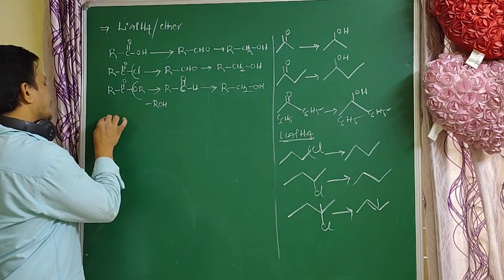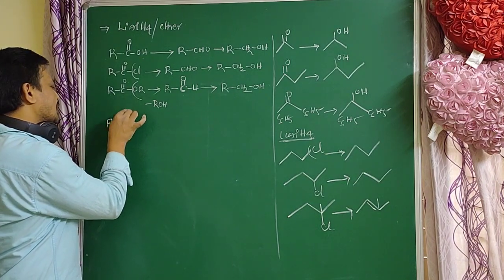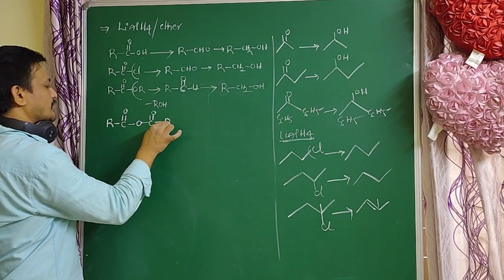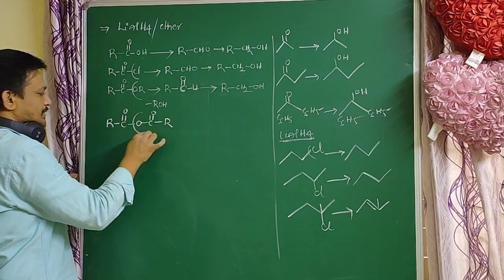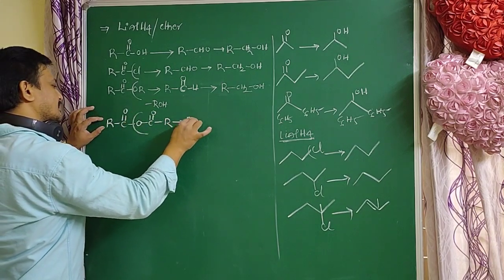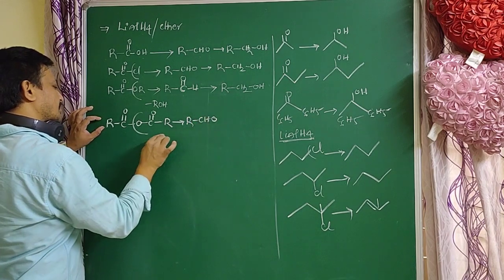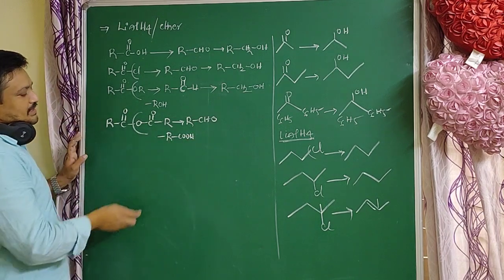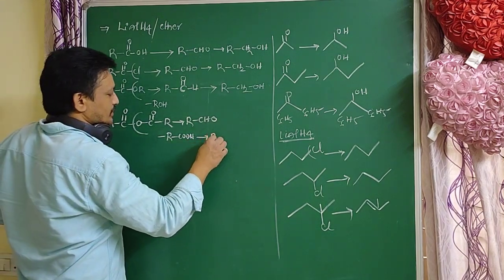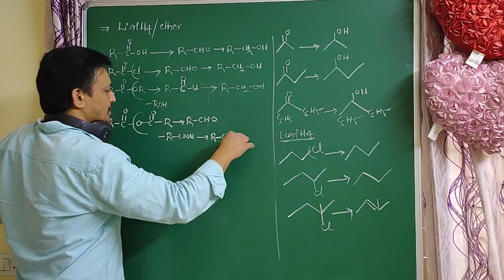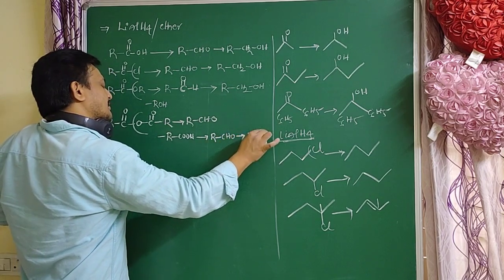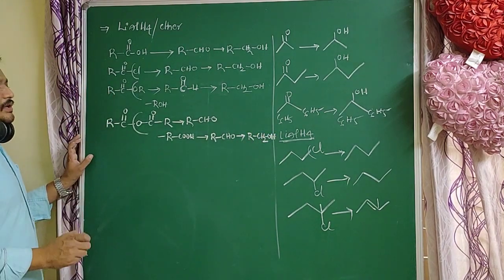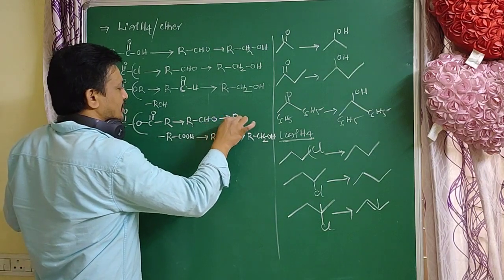Next, anhydrides also convert to aldehydes. Break here, they first convert to aldehydes. Here the byproduct is carboxylic acid. With excess reducing agent, carboxylic acids also convert to primary alcohols. Aldehydes form first, and these aldehydes are converted to primary alcohols.